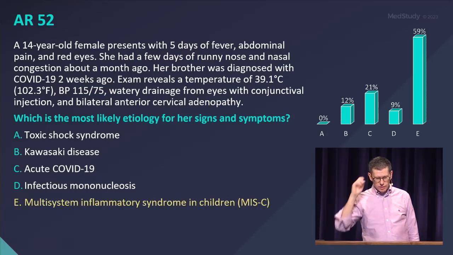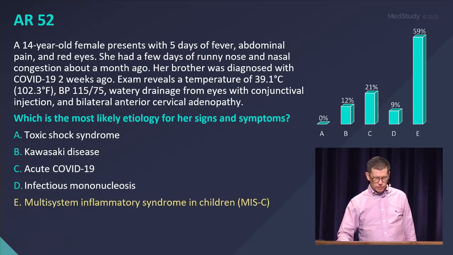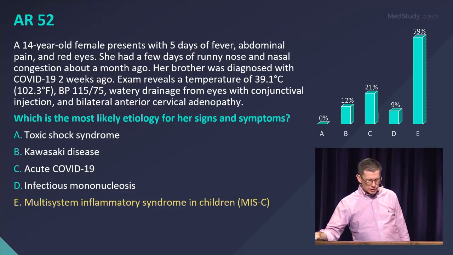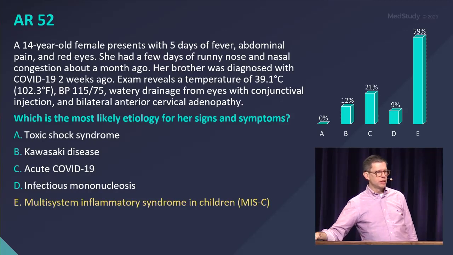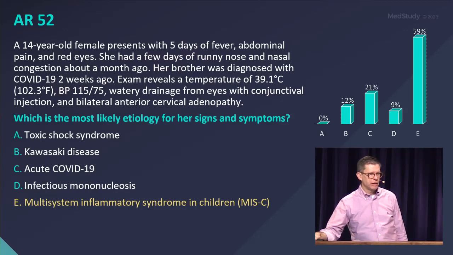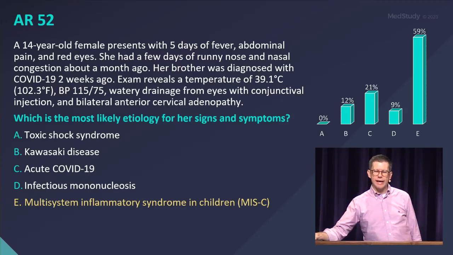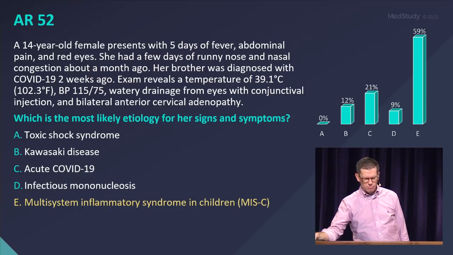All right, so MIS-C would be the answer for this one. So it's not going to be Kawasaki disease, right? Because this kid's a little too old to have Kawasaki disease. And remember that one of the criteria is unilateral cervical adenopathy, and this kid has bilateral.